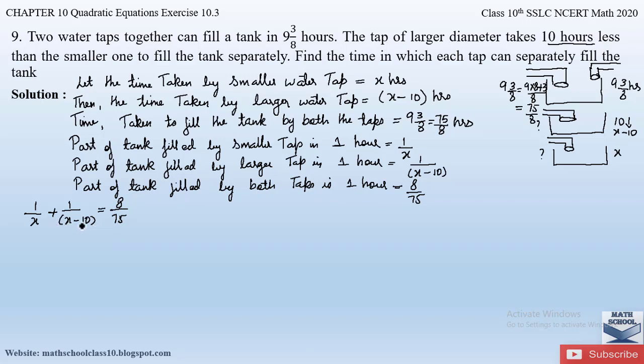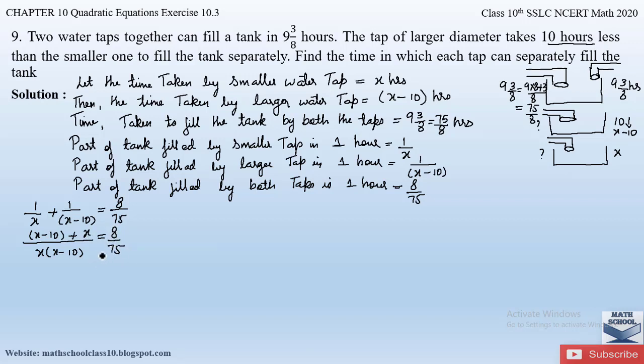Now let us take the LCM. So what is the LCM? x into x minus 10. So for 1 by x, in the numerator you will get x minus 10, plus, for this term in the numerator x, as x minus 10 and x minus 10 will get cancelled. That is equal to 8 divided by 75.